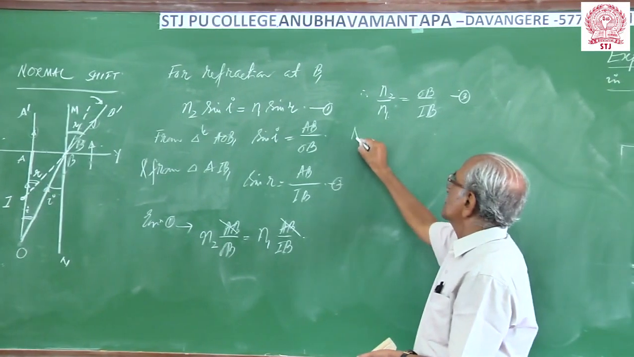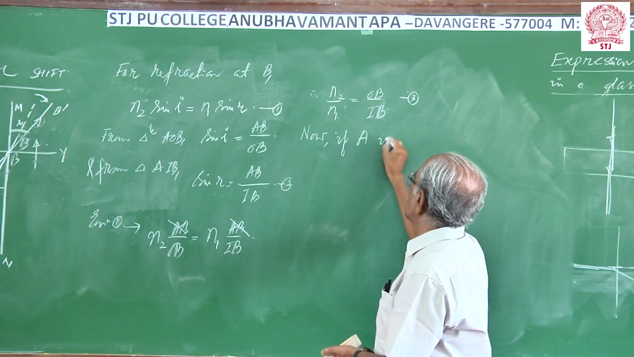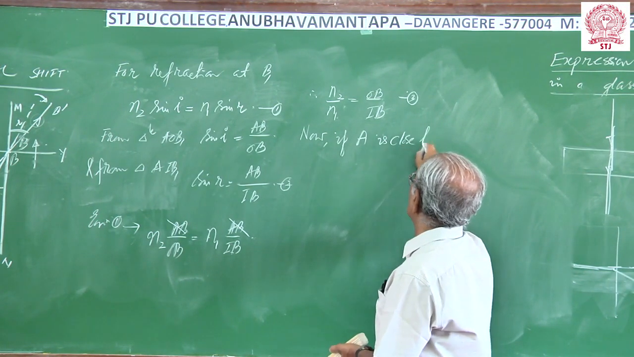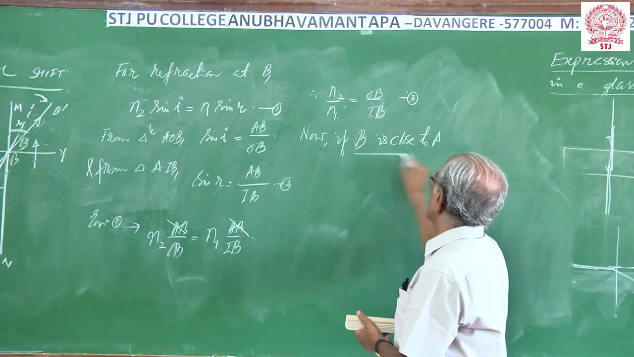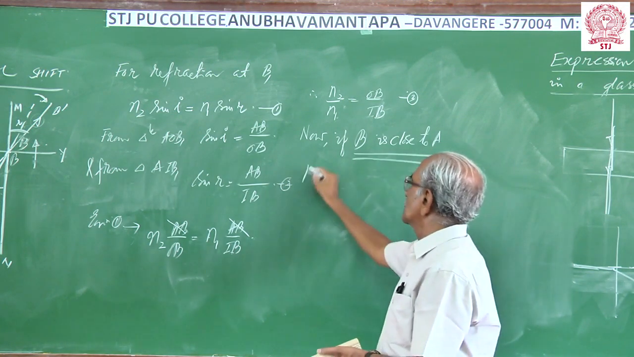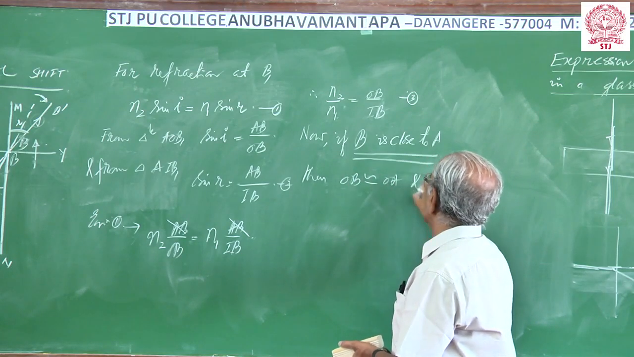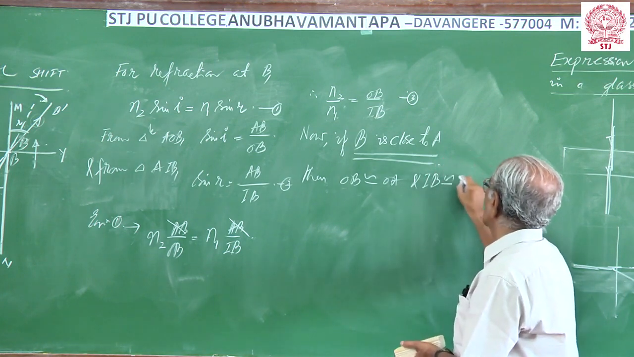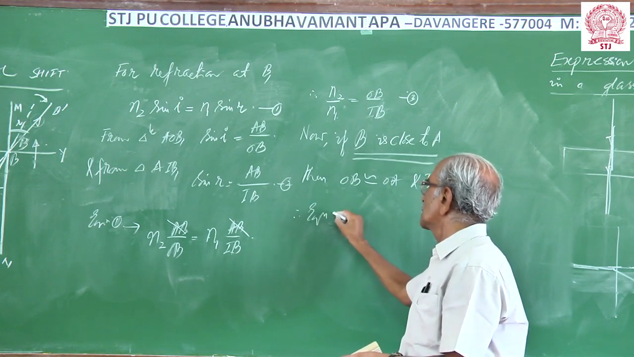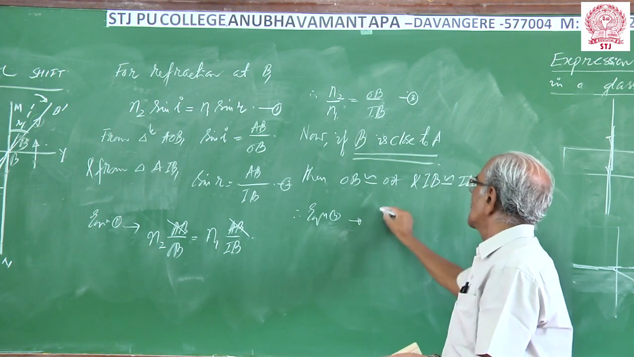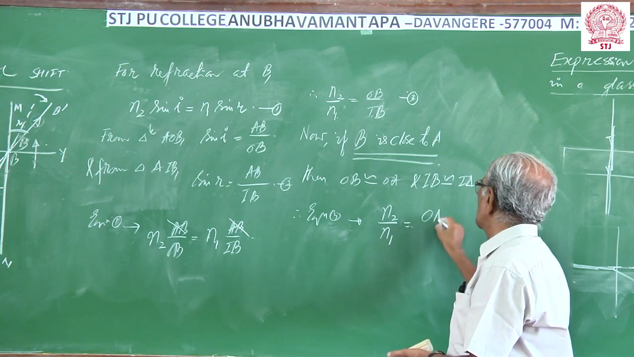Now, if B is close to A, very close to A, then OB is almost equal to OA and IB is almost equal to IA. Therefore, equation 3 becomes N2 by N1 is equal to OA by IA.